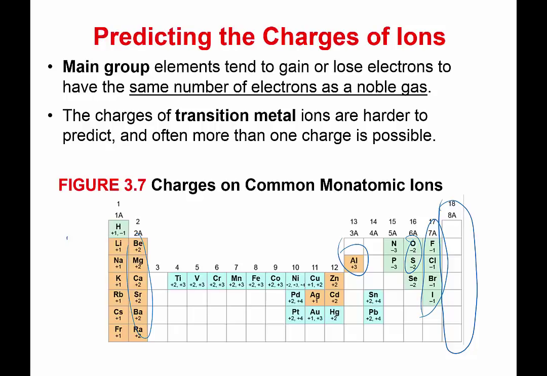The transition metals are a little bit more complicated, and in some cases, as you can see on this chart, they can have more than one charge. They don't always have the same charge.